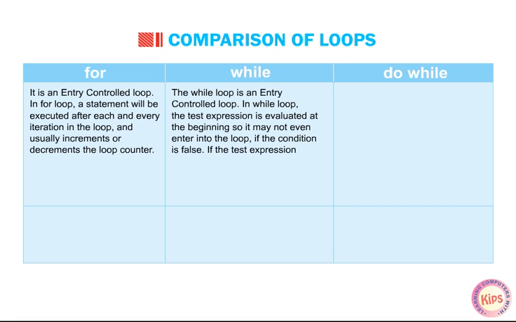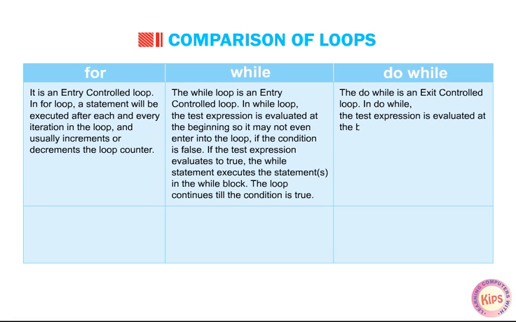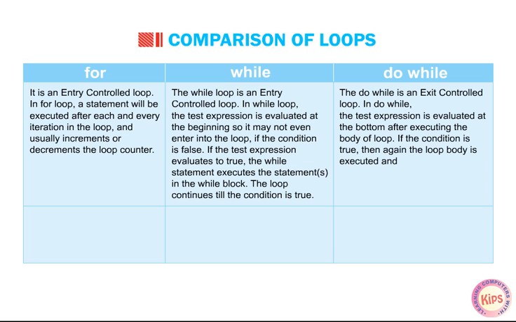If the test expression evaluates to true, the while statement executes the statements in the while block. The loop continues till the condition is true. Do while. The do while is an exit control loop. In do while, the test expression is evaluated at the bottom after executing the body of loop. If the condition is true, then again the loop body is executed and this process continues until the condition becomes false. Thus, do while always run at least once.